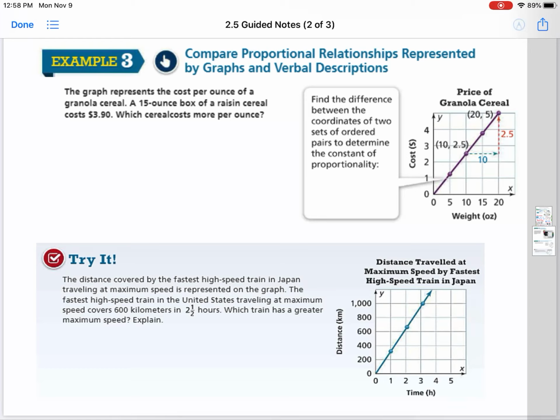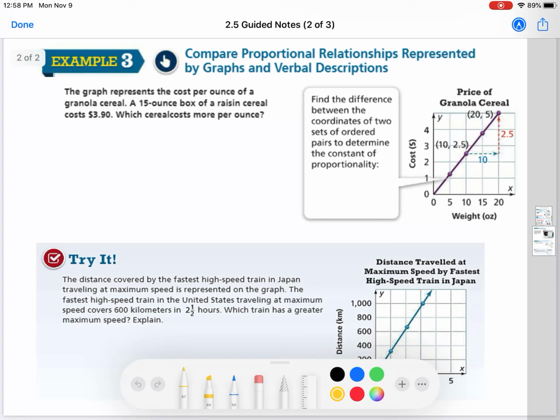And our goal is to figure out which cereal cost more per ounce. So in other words, which one is more expensive in the long run? Let's focus on that raisin cereal first. So here's what we know about the raisin cereal. That's our verbal description. A 15-ounce box costs $3.90.